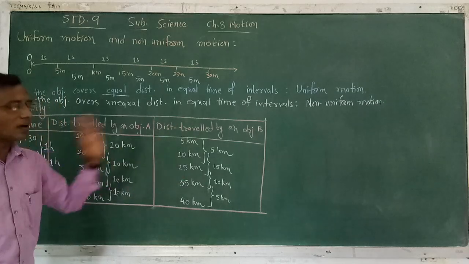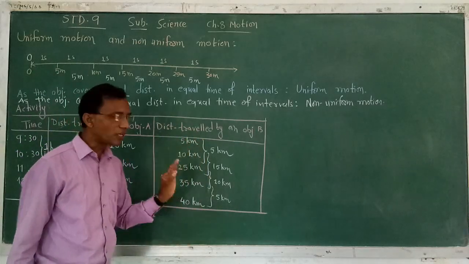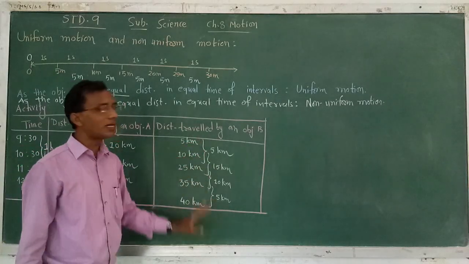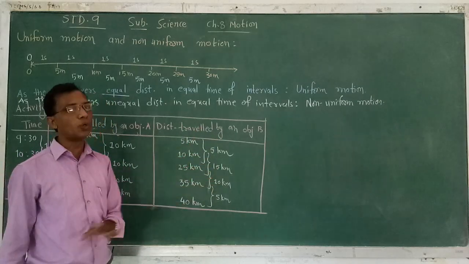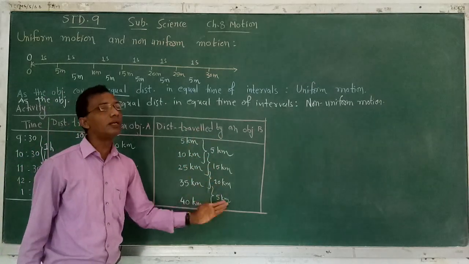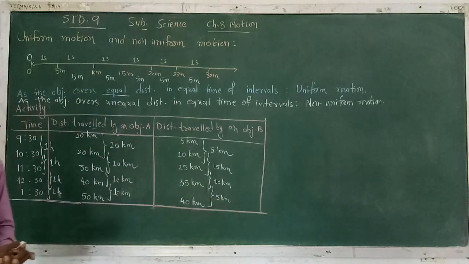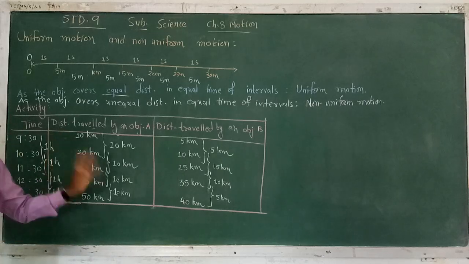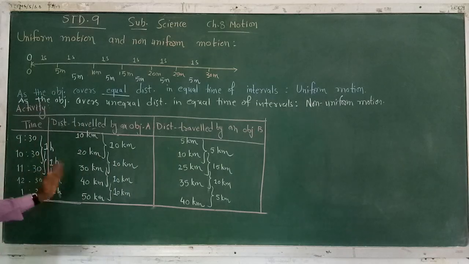So from this data, we can say that it is non-uniform motion, because here in equal intervals of time, it covers unequal distances: first 5 km, 15 km, 10 km, 5 km. So these are unequal distances covered. Such type of motion is known as non-uniform motion. As the object covers unequal distances in equal time intervals, it is known as non-uniform motion.